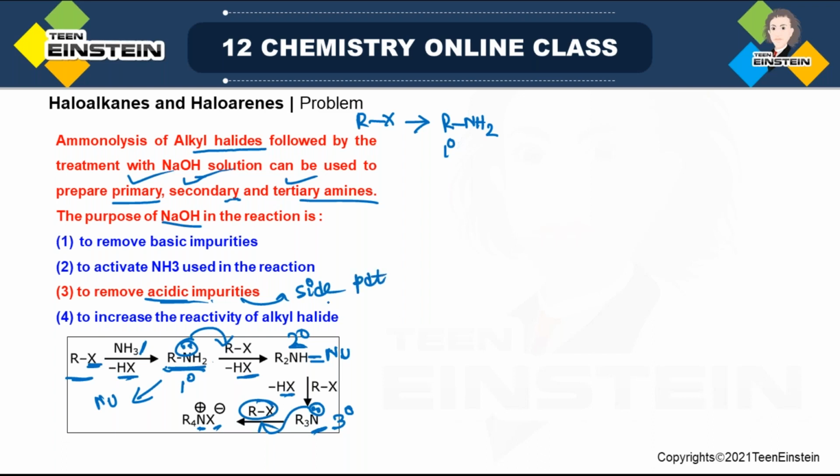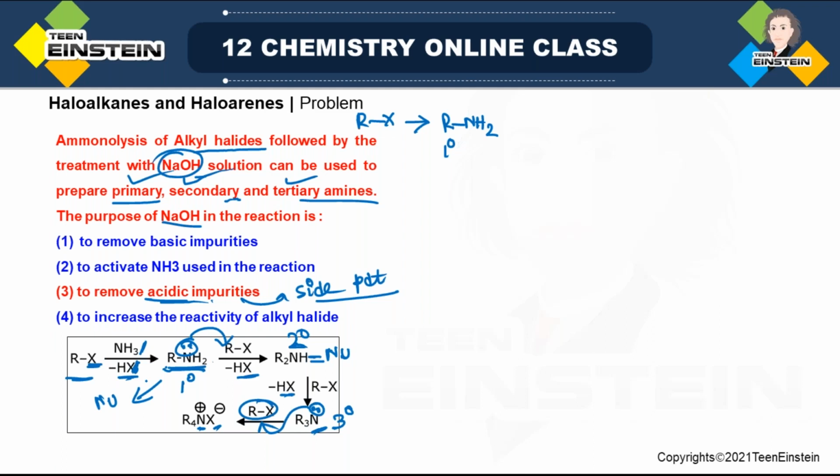So if somehow you can remove the side product by using some reagent, then obviously the equilibrium will be shifted from left to right, and that we actually want, because now product amount will increase, yield will increase. So that is why in this reaction we are using not only ammonia but NaOH also, so that it can react with this HX which is formed in each step, and ultimately equilibrium can be shifted towards the right hand side. So that is why option 3 is the correct option.